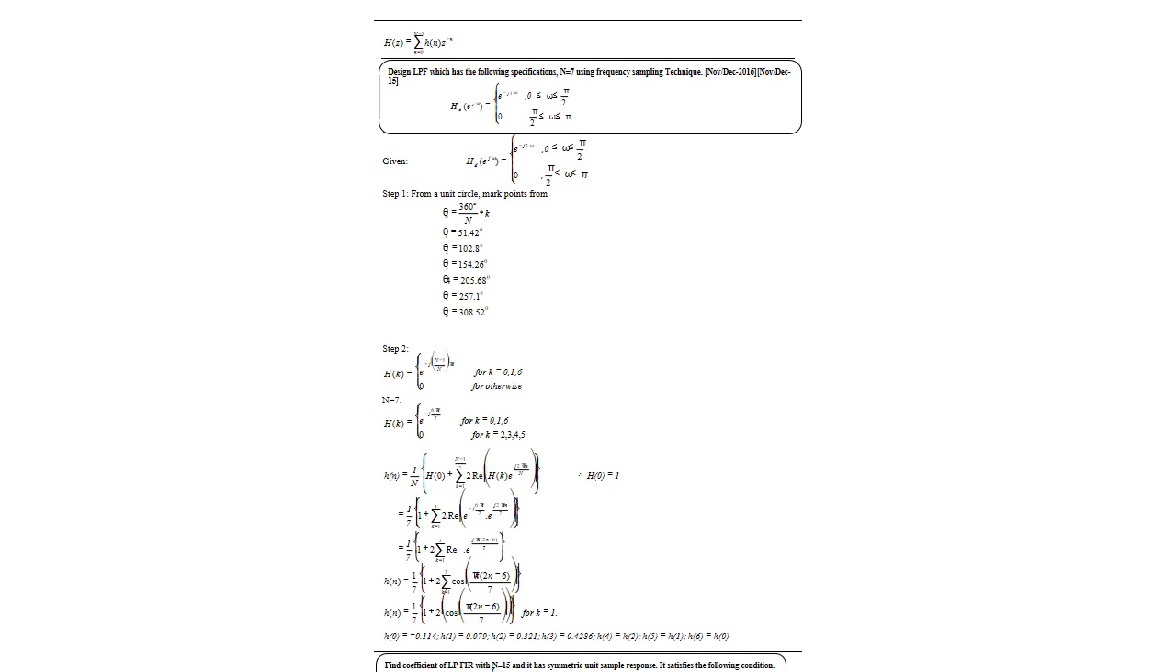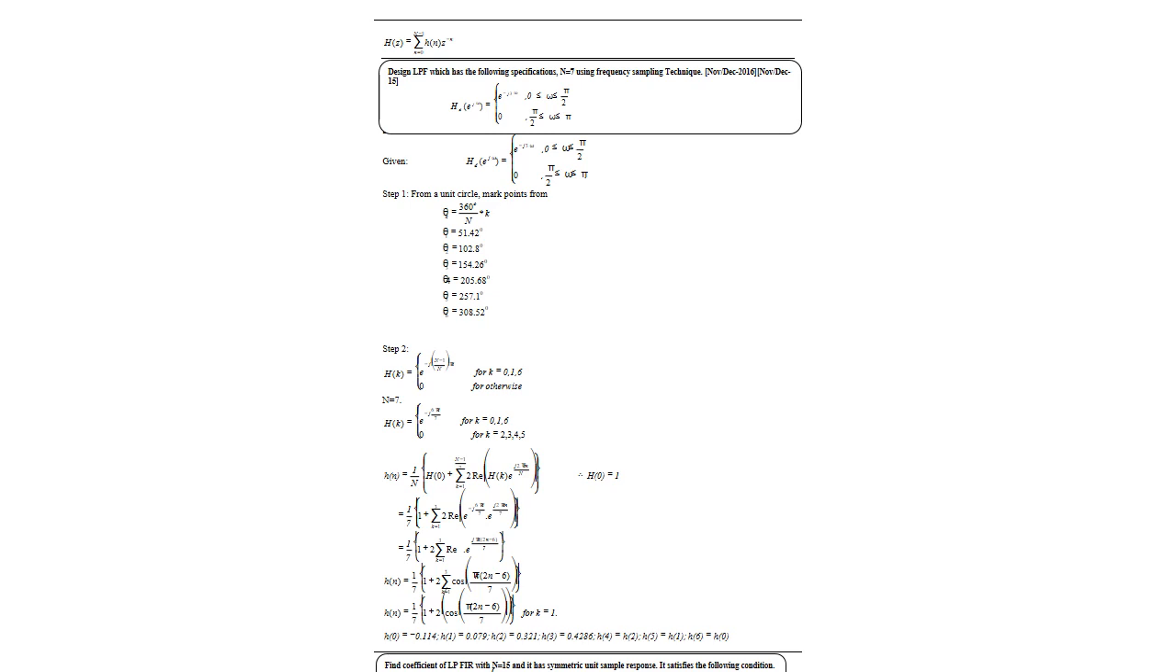Step 2 is we have to find out h of k, that is e to the power of minus j (n minus 1) by n for k equal to 0, 1, 6, or 0 otherwise. So n equal to 7. So h of k is equal to e to the power of minus j 6 pi by 7 for k equal to 0, 1, 6, and 0 for k equal to 2, 3, 4, 5.